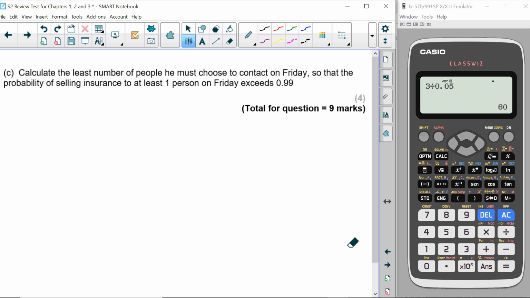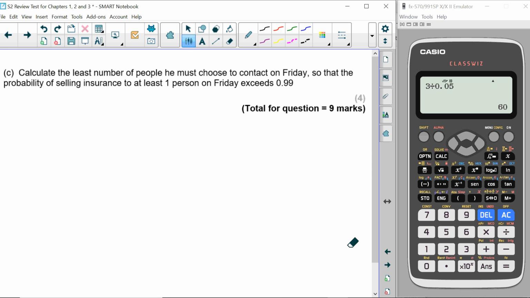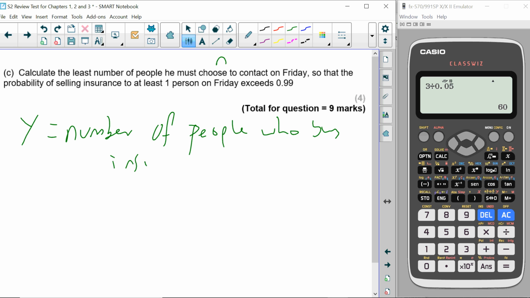So again, they've added a new distribution here. Now, before we were looking at Monday, and on Monday he chose to contact 10 people. We do not know how many people he's chosen on Friday. He's chosen to contact n people. So let's call it n for now. So I could put down here, y is my new distribution, the number of people who buy insurance on Friday. We don't know how many. What we do know, though, is that y is binomially distributed still with our n that we don't know. The probability was maintained at 0.05.